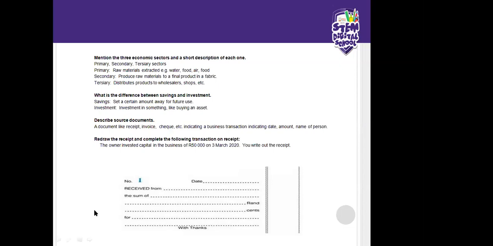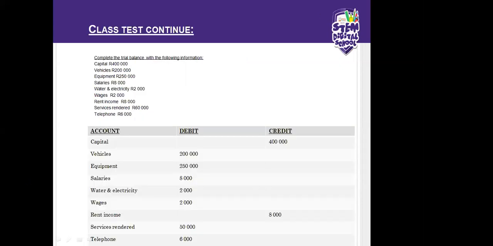All right. Now we are going to move to the trial balance. Now you can check there. The accounts I've listed at the top, you should just rewrite: capital, vehicles, equipment, salaries, water and electricity, wages, rent income, services rendered, and telephone. If we take capital, the 400,000, it must be in the credit column. Think back of Lady Adelaide, the C for capital, always on the credit side.